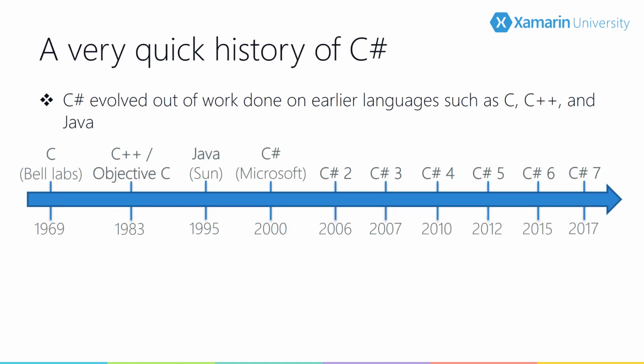Now here's just a quick timeline showing where we are and how we got to C# 7, which is the current version of C#. So you can kind of follow the timeline. We have C, then we have C++ and Objective-C, where they introduced a concept called object-oriented programming. Then we have Java. Java is a very similar language, with very similar syntax to C#. And then after that, we have the versions of C#, and you can see the years. So currently we are on C# 7, which was released in 2017.